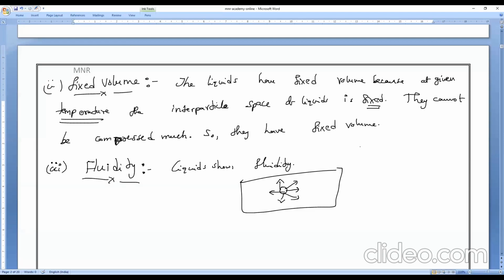So what do you mean by fluidity? Anybody can tell? Which can flow. Understanding? Can flow easily. They are called fluids. So liquids can flow very, very easily. They can flow from height to depth or from high pressure to low pressure. Always you can put it.